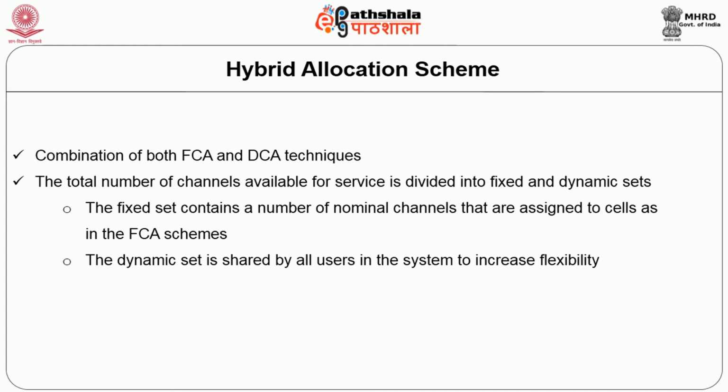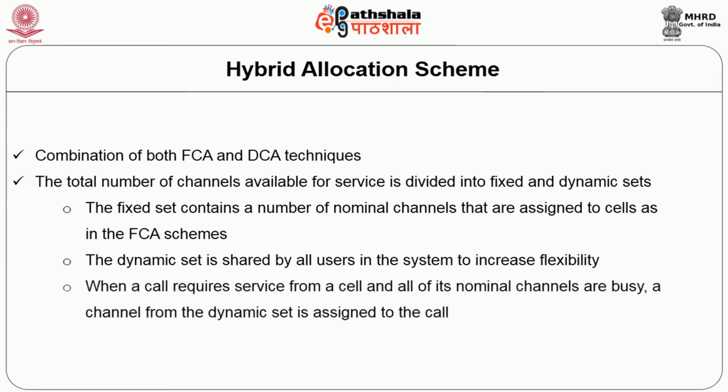Now, what does that mean? There is a dynamic set which is kept, and the fixed channels have been allocated to the cells. Now, if the channels with a particular cell get exhausted, it can take them from the dynamic set. That is a combination of fixed channel allocation and dynamic channel allocation. So, whenever a call requires service from a cell and all its nominal channels are busy, a channel from the dynamic set is assigned. So, this is about the channel allocation scheme.